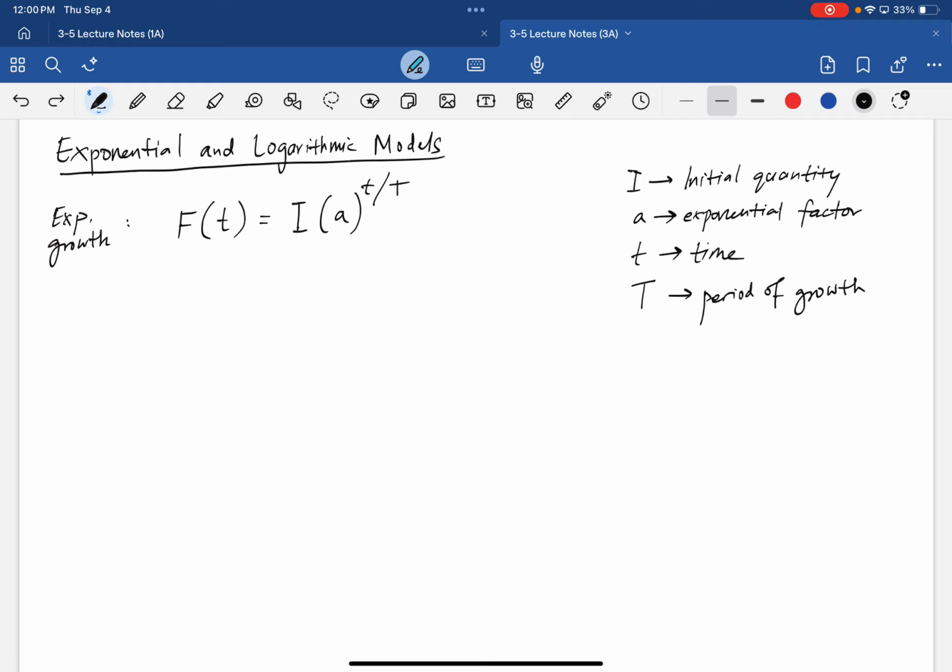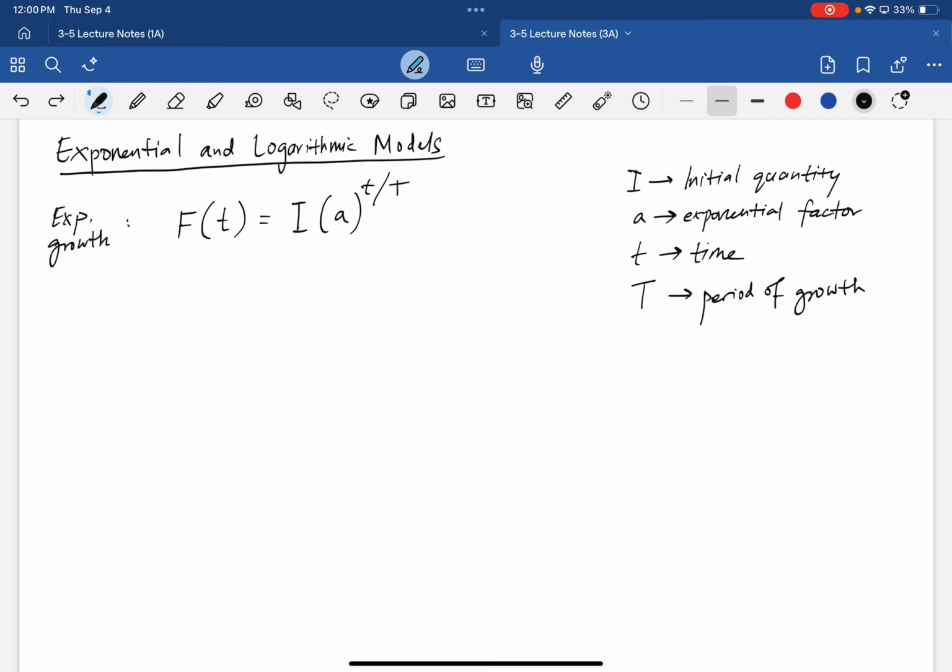Very good. 2 to the 8 power, right? And so on. So all we need to do to find the number of rabbits at time t is to plug in the number of hours we want. All right. Any questions here? Pretty easy. But let's go on to decay now, okay?